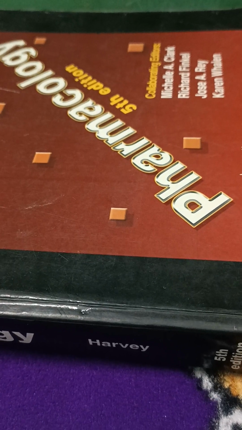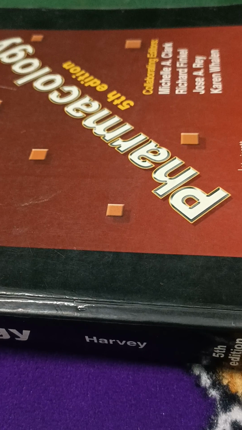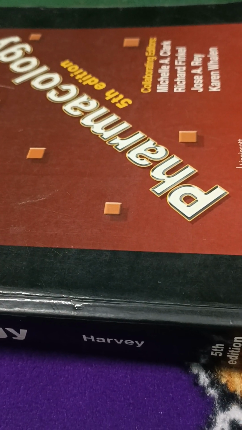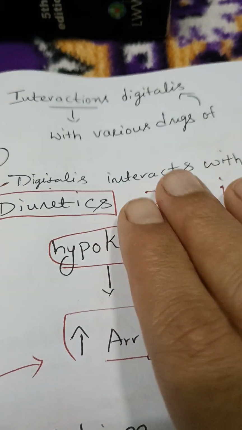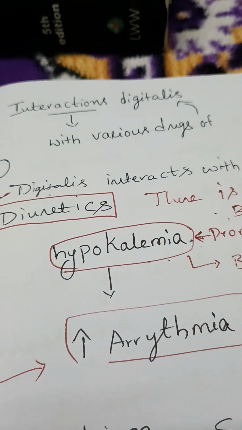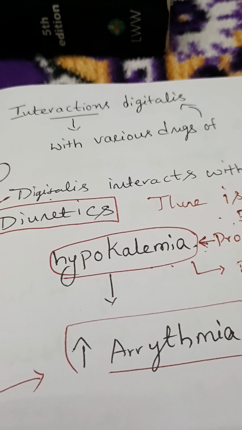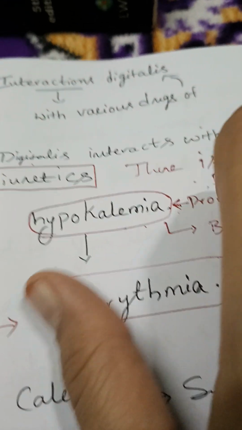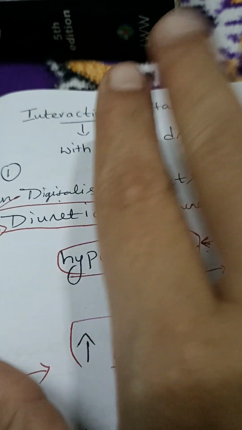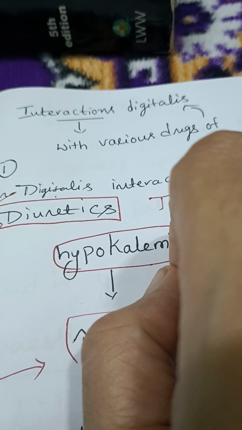Today we want to discuss interactions of digitalis. I already explained the mechanism, what the cardiac glycosides are, and the pharmacokinetics of digitalis. Now, today onwards, I will explain a little bit about the interactions of digitalis. Actually, digitalis interacts with various drugs. What are the drugs? Let us know.